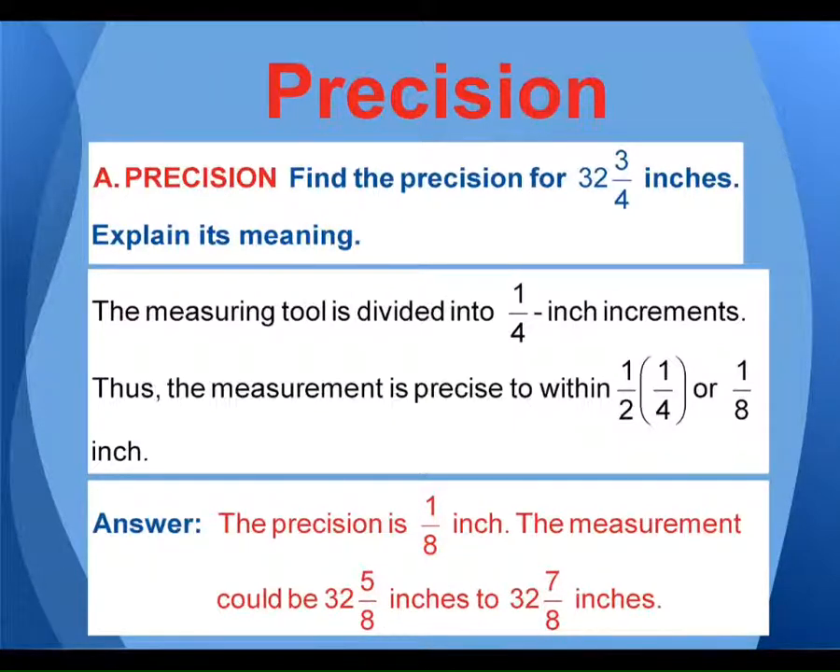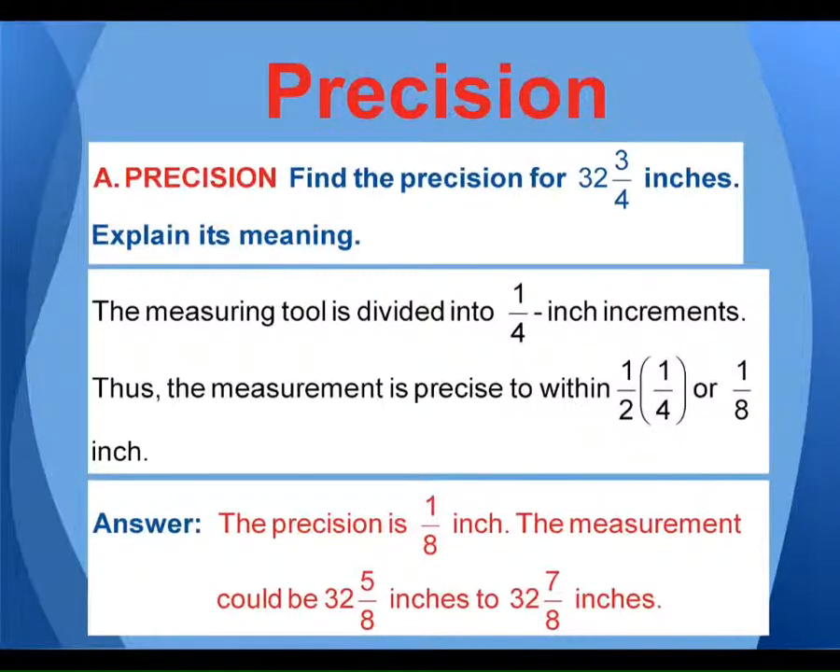Now, how did I get those? I took this 1/8 of an inch. Again, we're going to do a lot of precision, so don't panic yet. I took 32 3/4 and added 1/8 of an inch, and I took 32 3/4 and subtracted 1/8 of an inch. That's how I came up with these two numbers. This is the range that we say it's precise within, which is half of a unit of a fourth. We find the precision, we add it to the original measurement, and we subtract it from the original measurement, and that's the range that it's precise within.